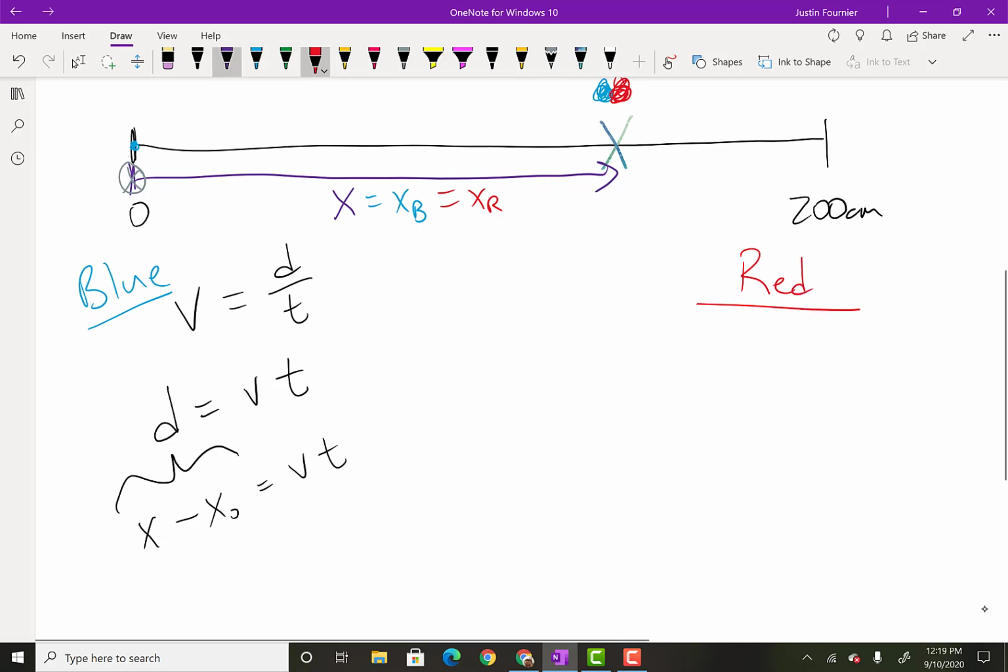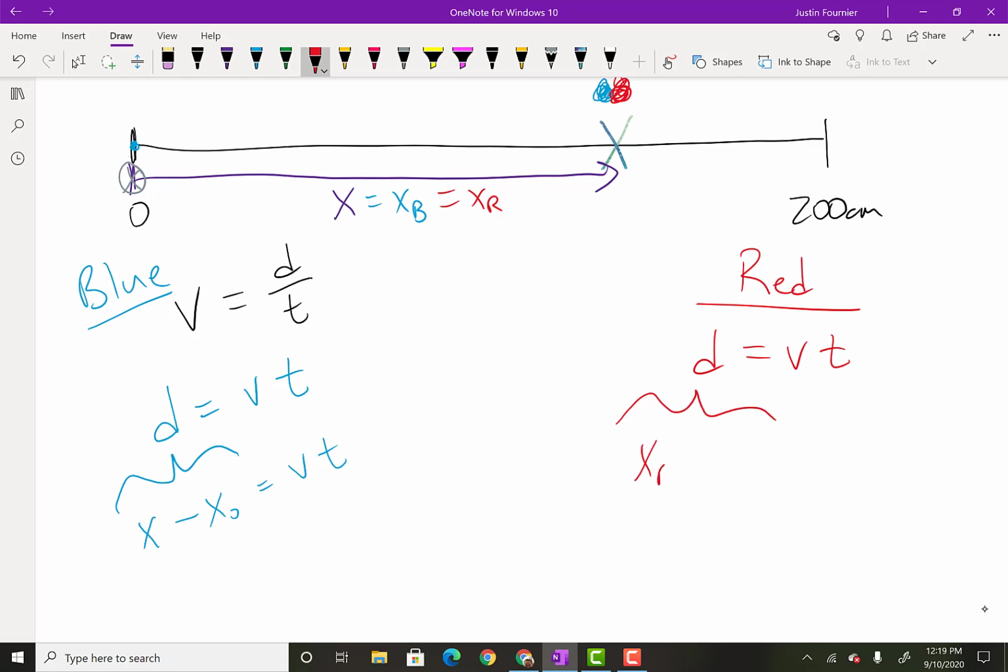So we're going to do the same thing for the red car here. It's going to be the displacement here. Let's make all this blue just to make it a little easier to see the difference. So the displacement is equal to the velocity times the time. And then this will be all for the red car.